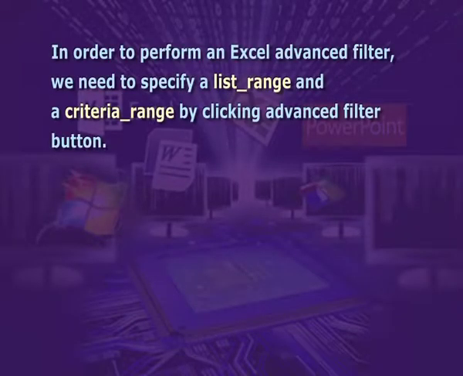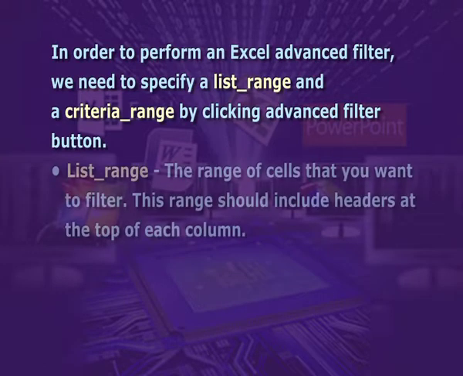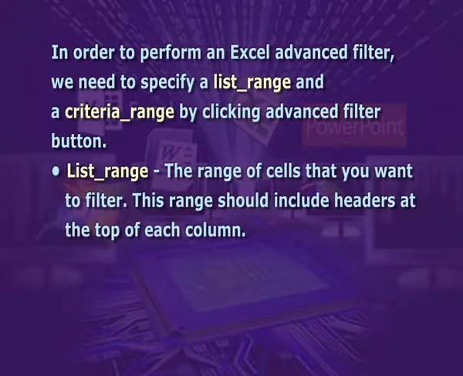In order to perform an Excel advanced filter, we need to specify a list range and a criteria range by clicking Advanced Filter button. These ranges both specify ranges of cells on a working spreadsheet. They are defined as follows. List range, the range of cells that you want to filter. This range should include headers at the top of each column.